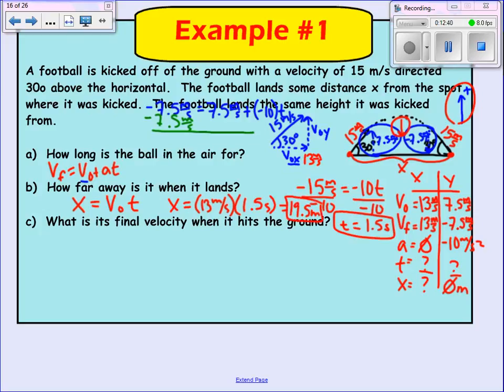The final question is, what is its final velocity when it hits the ground? Remember, this is a perfectly symmetrical pathway. So if it initially was shot at 15 meters per second, its final velocity will also be 15 meters per second.